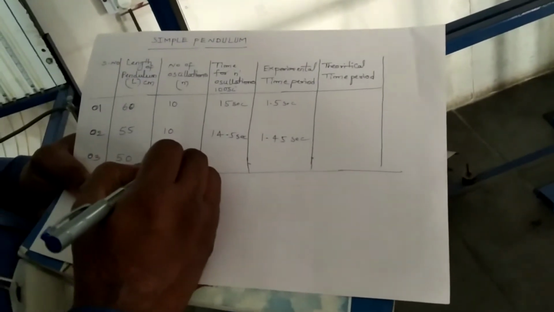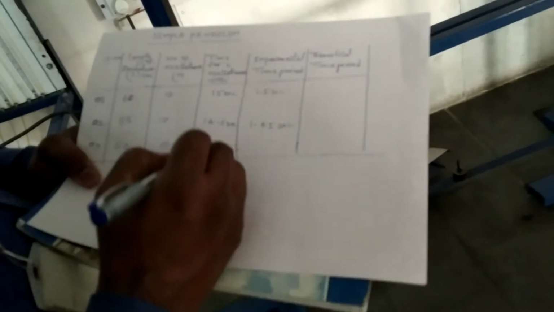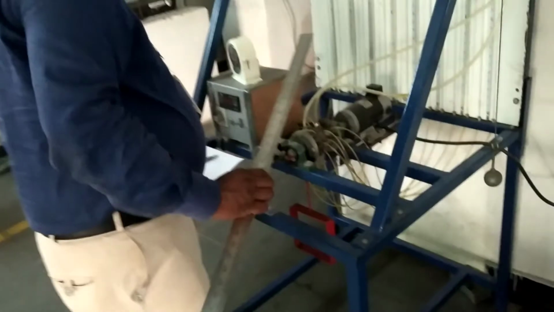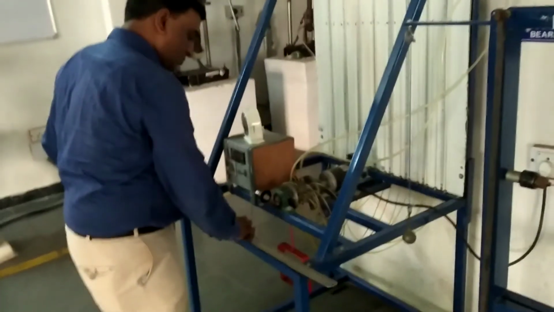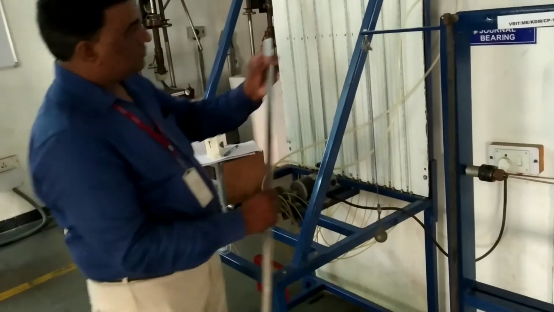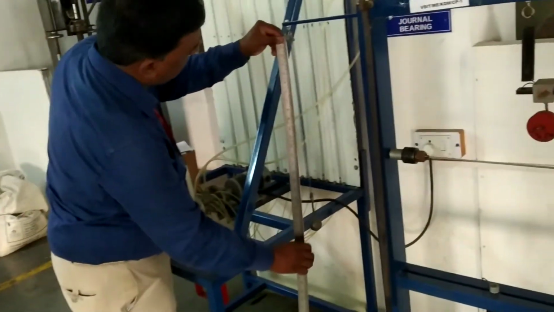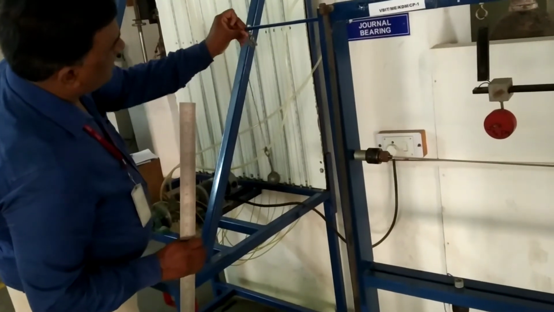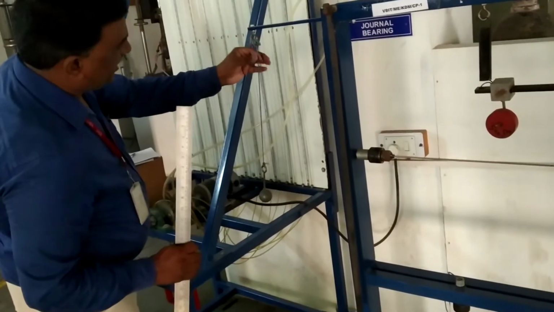So the number of oscillations will remain the same, 10. And time for n oscillations we need to find out. So for 10 oscillations, when the length is 50 centimeter, we need to measure this first. Now we can reduce the length. As the length is reduced, the time period is also going to be reduced.